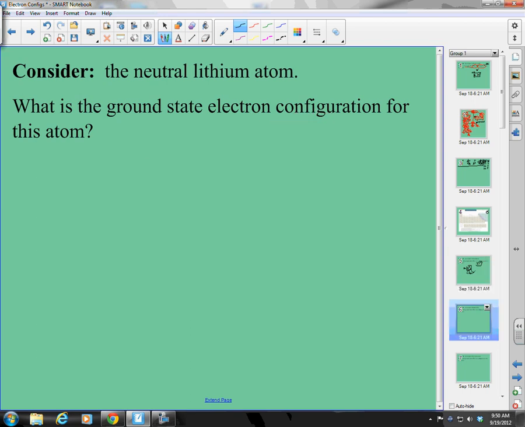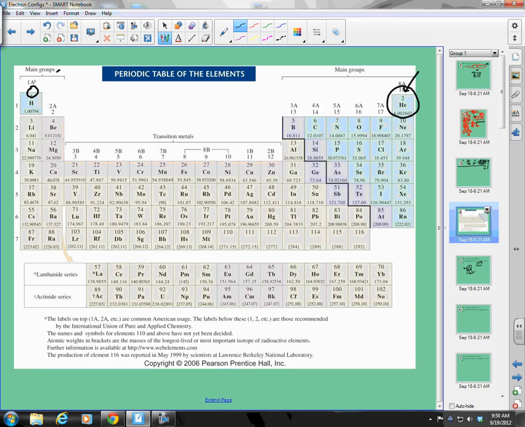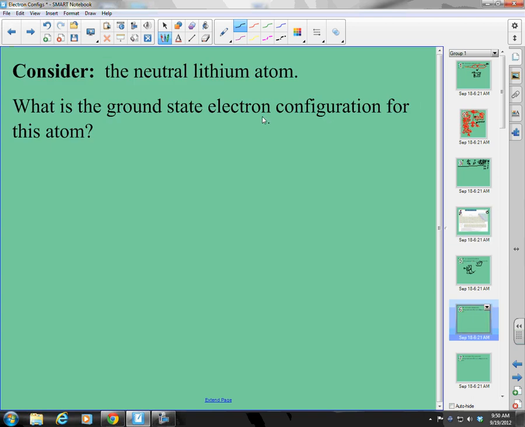Next, consider lithium. Okay, where's lithium? Lithium, right here, folks, over here. Here's lithium. How many electrons does it have? It has 3. So we want to place 3 electrons, and where are we going to start? We're going to start where? 1s, and how many will I put in there? 3, right? No, no, no, no, no.